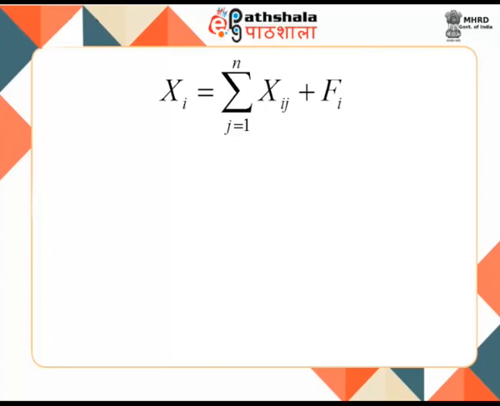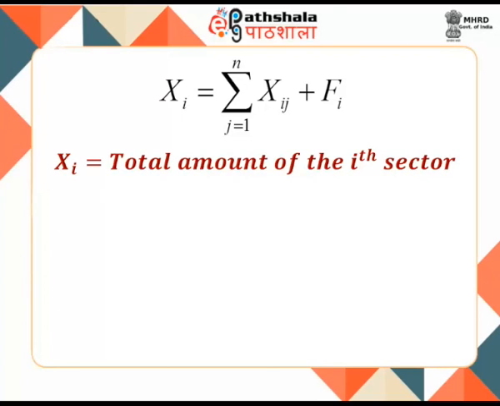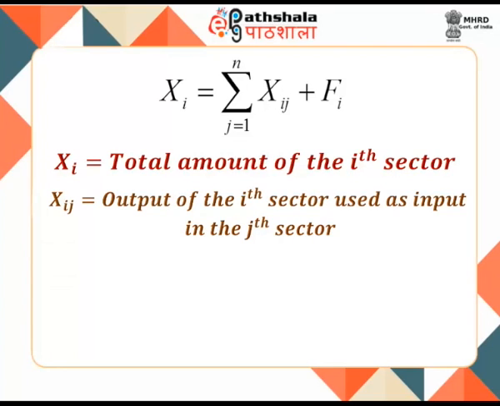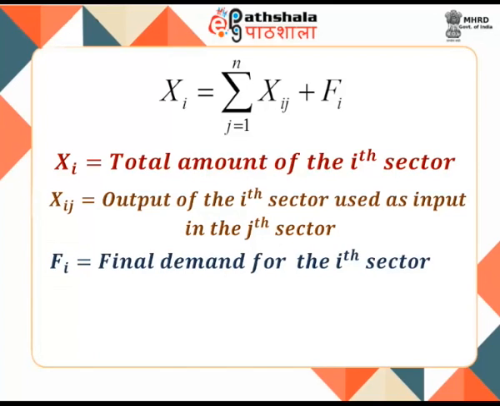Xi is equal to summation of xij, where j goes from 1 to n, plus fi, where i equals 1, 2, and so on to n. Xi equals the total amount of the ith sector or industry. Xij equals the output of the ith sector or industry used as input in the jth sector. Fi equals the final demand for the ith sector or industry product.